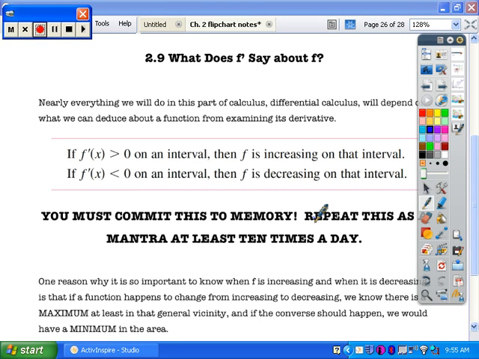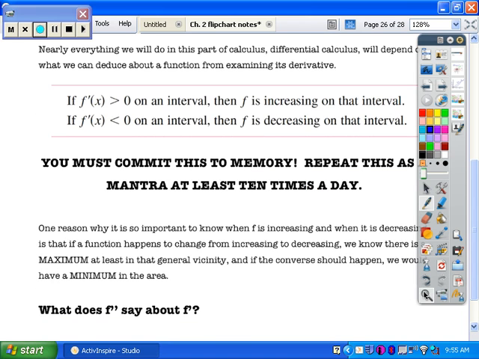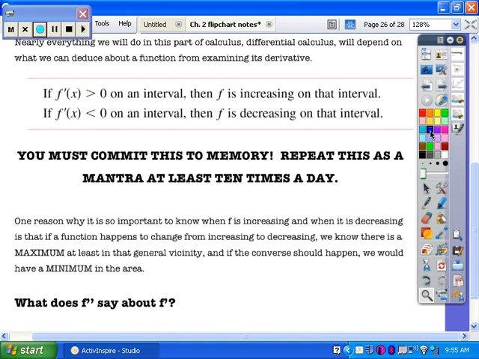When we talk about the derivative, it's describing the actual shape of the function itself. So here are two extremely important sentences that we see in calculus. If the derivative is positive on an interval, then the function is increasing on that interval. If the derivative is negative on that interval, then the function is decreasing on that interval.